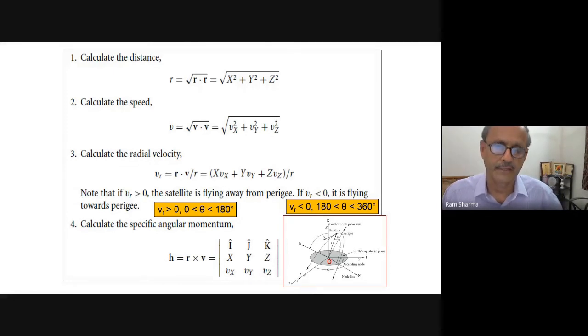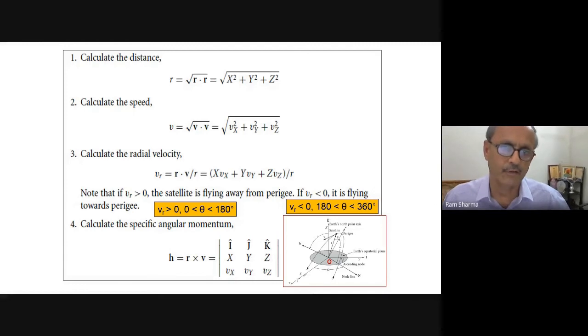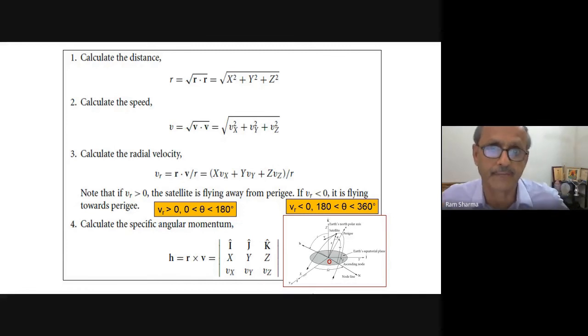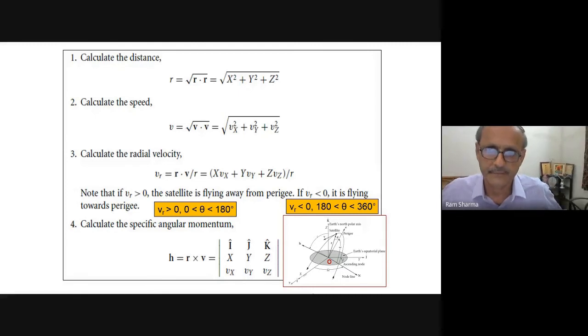This is important. If this is positive, then the satellite is flying away from the perigee. That means your true anomaly will be in the first quadrant or second quadrant. You need to remember about VR. VR can be positive or negative, because it depends upon the components of R and V, since we are taking the scalar product. If VR is less than 0, we are in the third quadrant or fourth quadrant. We have to keep this in mind when we calculate the true anomaly, which we do in the end.